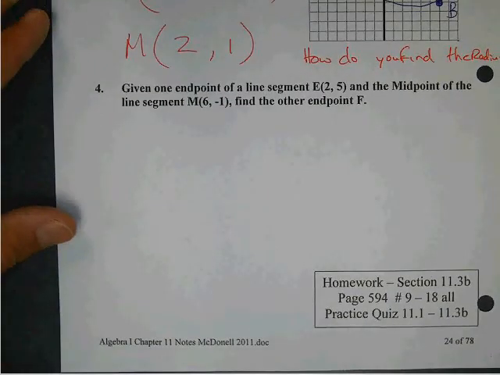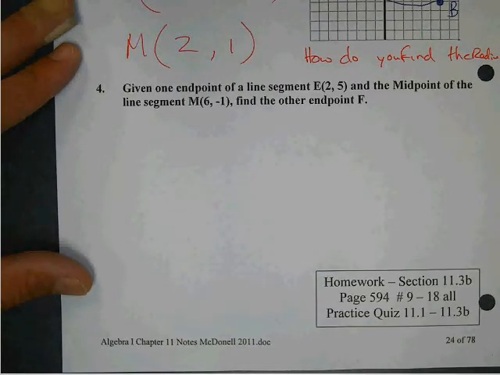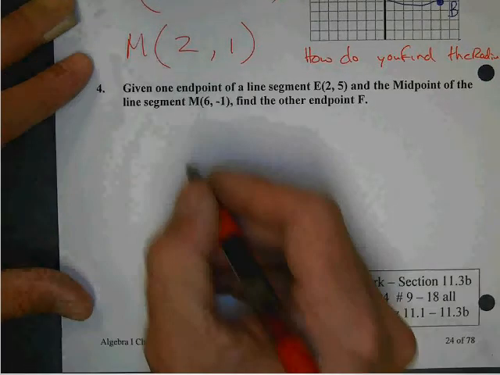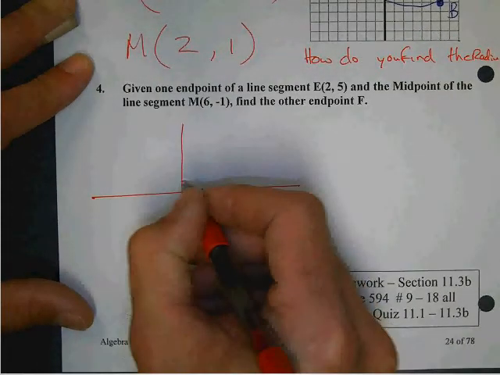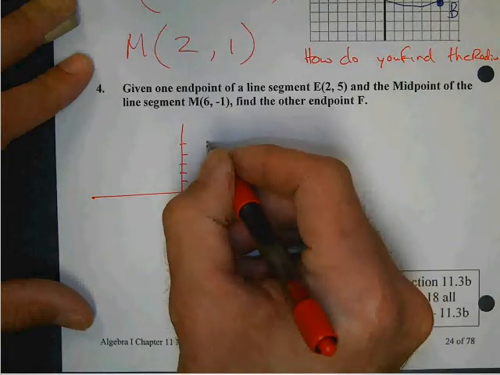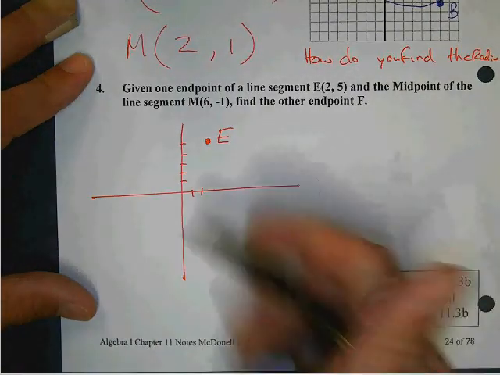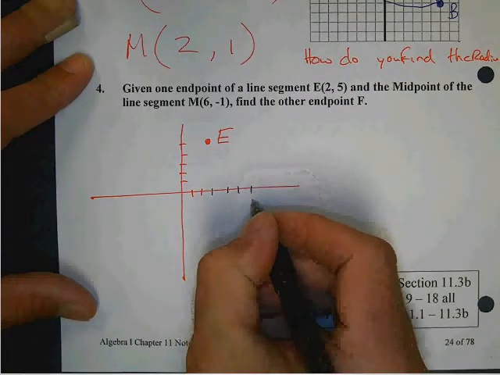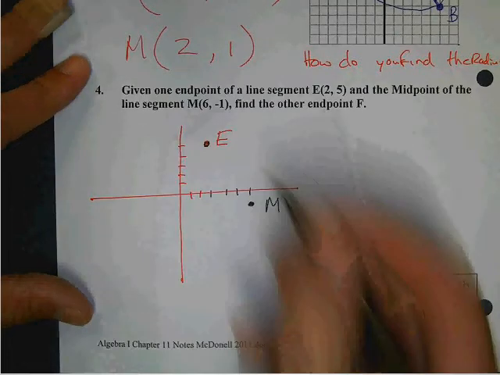All right, looking down here at the bottom. Given an endpoint of a line segment E, good morning Sam, and the midpoint M, find the other endpoint. Let me sketch this so you get a visual of what we're trying to do. 1, 2, 1, 2, 3, 4, 5. That's the point E. Midpoint, 6, -1. Okay? I have E and I have M.